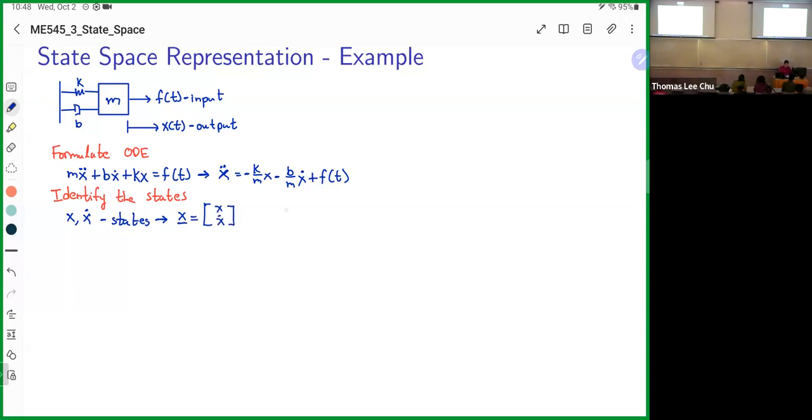You don't have to use that. You can also write your state vector like this. This is also valid, if you want to represent it like that. Are you talking about f? Oh yes, thank you. 1 over m, f of t.